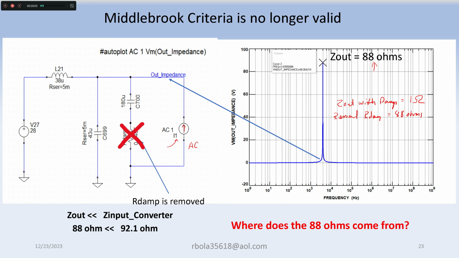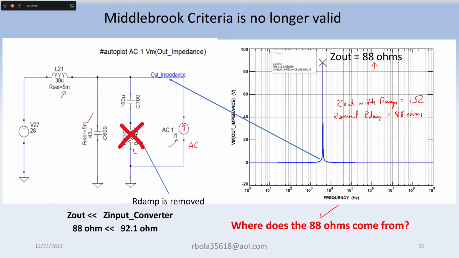Question is, I don't see no 88 ohms here. I see that the ESR of the capacitor is 5 milliohms. This should basically, if this is removed, it's out. So where is this 88 ohms coming from? Where do we get that? Okay, so that's one of the questions.